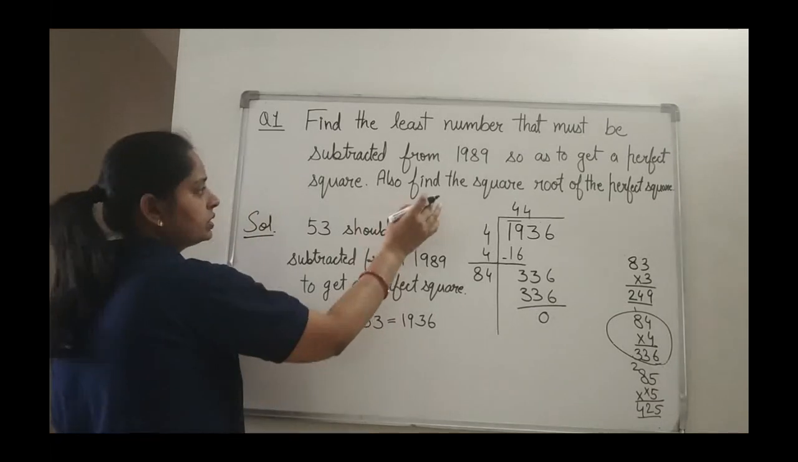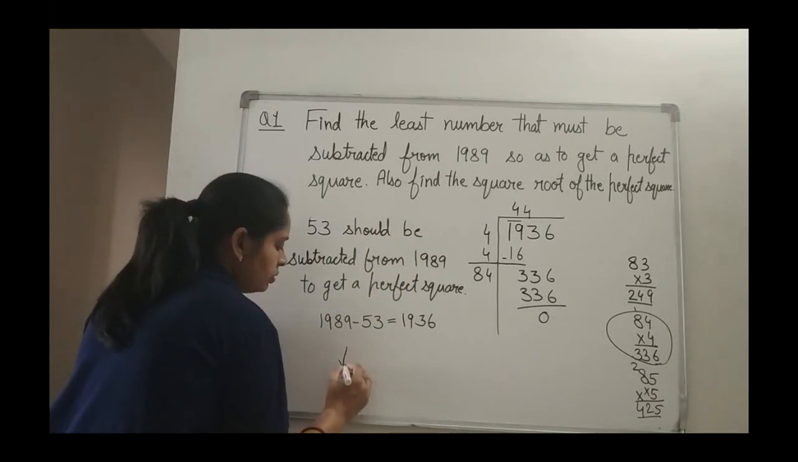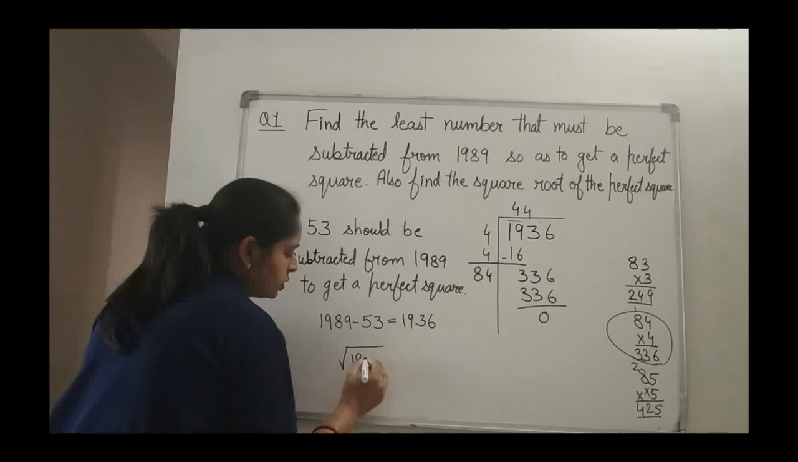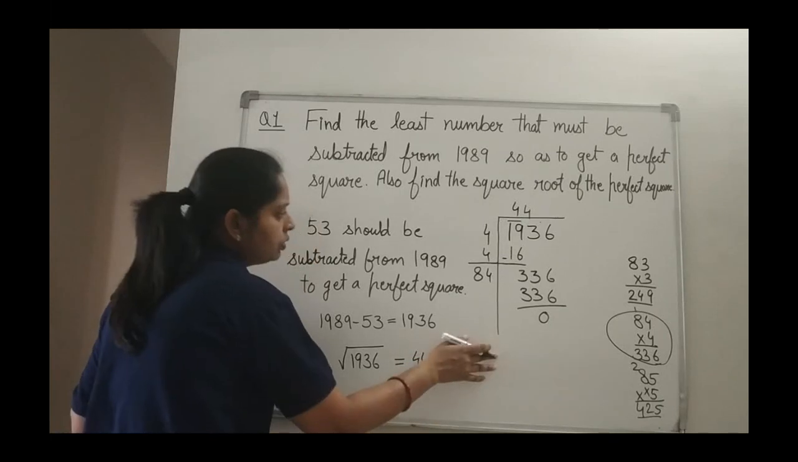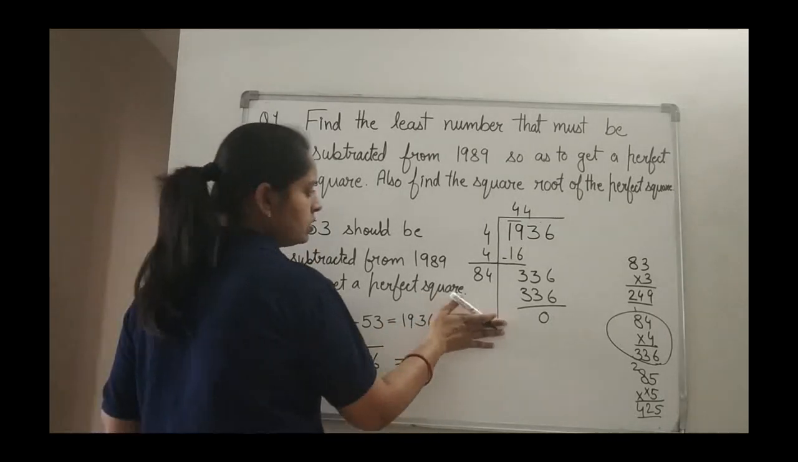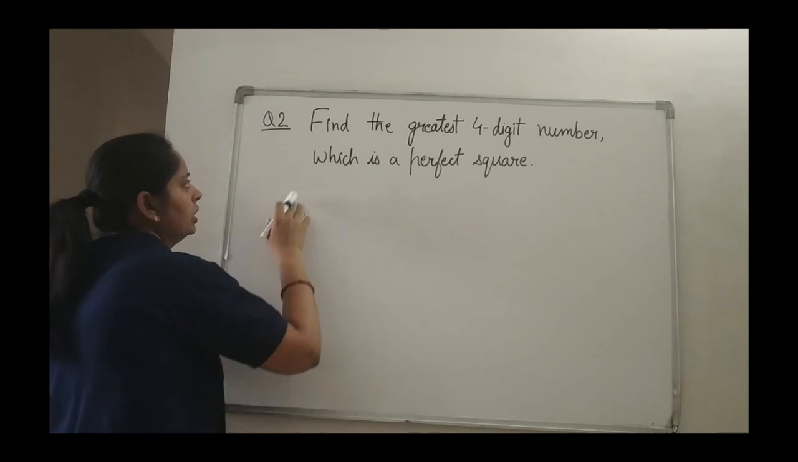And they are also asking for the square root of the number. So the new number, what we got as a perfect square, this is the perfect square number, and the square root of this is how much? 44. I am just showing you, you don't have to show, just the first time you are doing, so I am showing you. Yes, now see the next question.